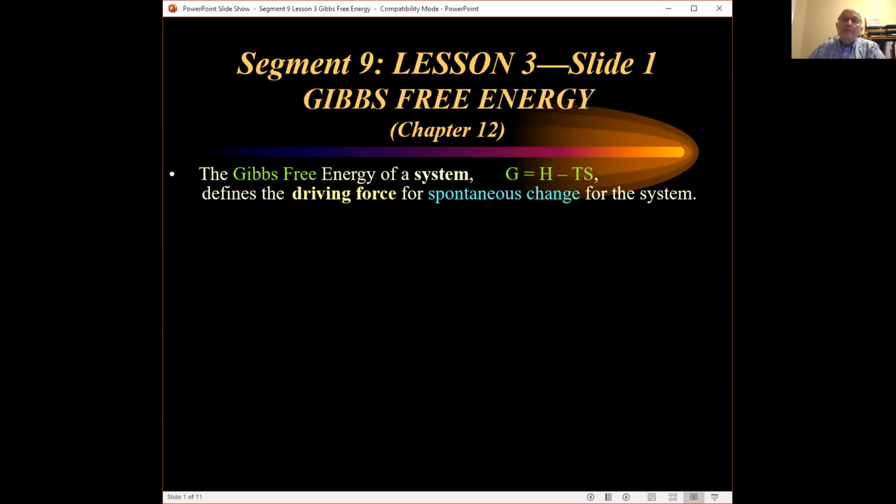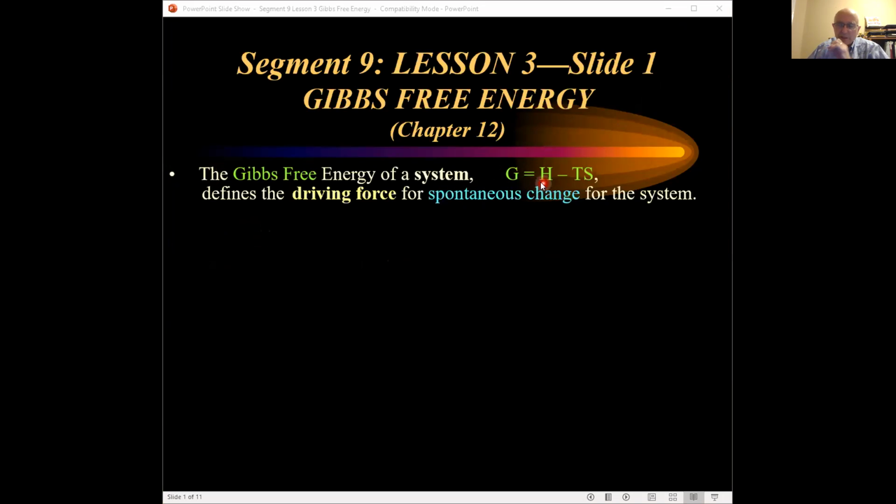Let me highlight my cursor on the screen a little bit. So this is the way the Gibbs free energy is defined. G is H minus TS. And the Gibbs free energy defines a driving force for spontaneous change.